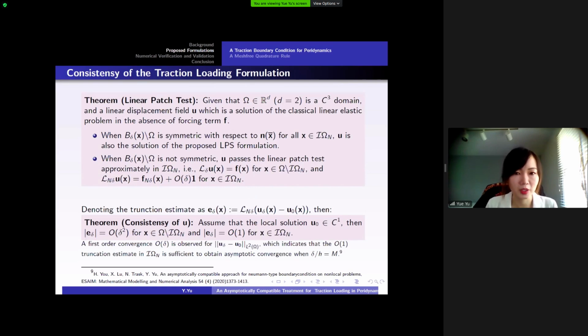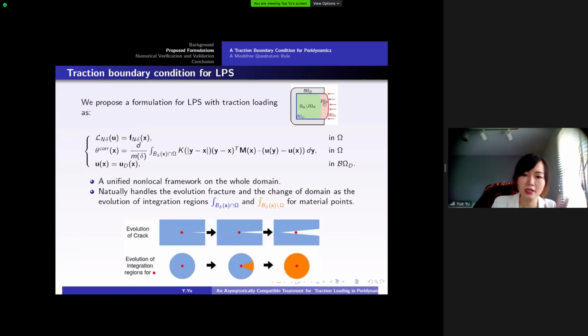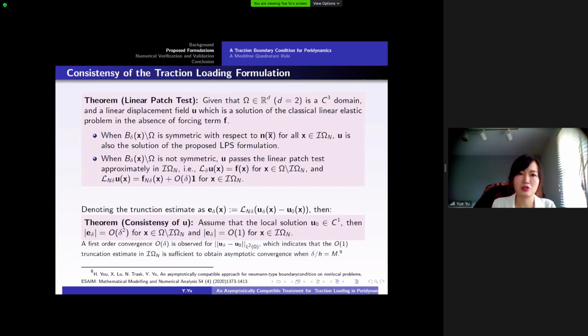this traction loading formulation. So the first thing we notice is this traction loading when the boundary has sufficient symmetry. That means when the horizon near the boundary is symmetric with respect to the normal direction, then it passes the linear patch test. Otherwise, it's going to pass the linear patch test approximately, by a difference of delta. And then we also check the truncation estimate. For the truncation estimate nearby the boundary, so when it's in the red region here, we have an O(1) truncation estimate.